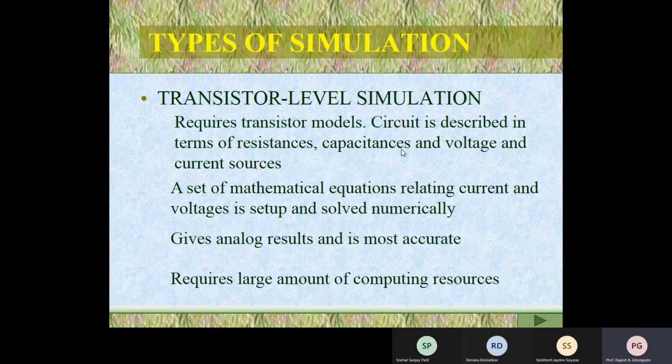Then you have the transistor level simulation, which again goes down. It requires the transistor models. You'll have mathematical equations relating currents and voltages, and they will be solved numerically. So this is the lowest level of simulation. And of course, it requires a large amount of computing resources. But at the same time, it gives analog results and is the most accurate.